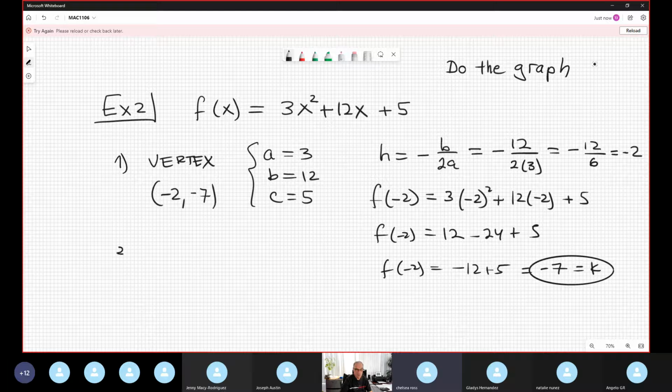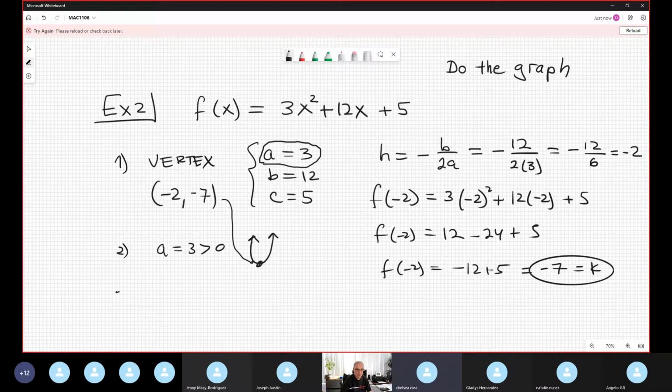My second is to determine what direction it opens. To determine what direction it opens, you analyze only A. A is responsible for the direction it opens. A is 3, which is positive. So our parabola opens up. And by the way, this famous point is the vertex: negative 2, negative 7.